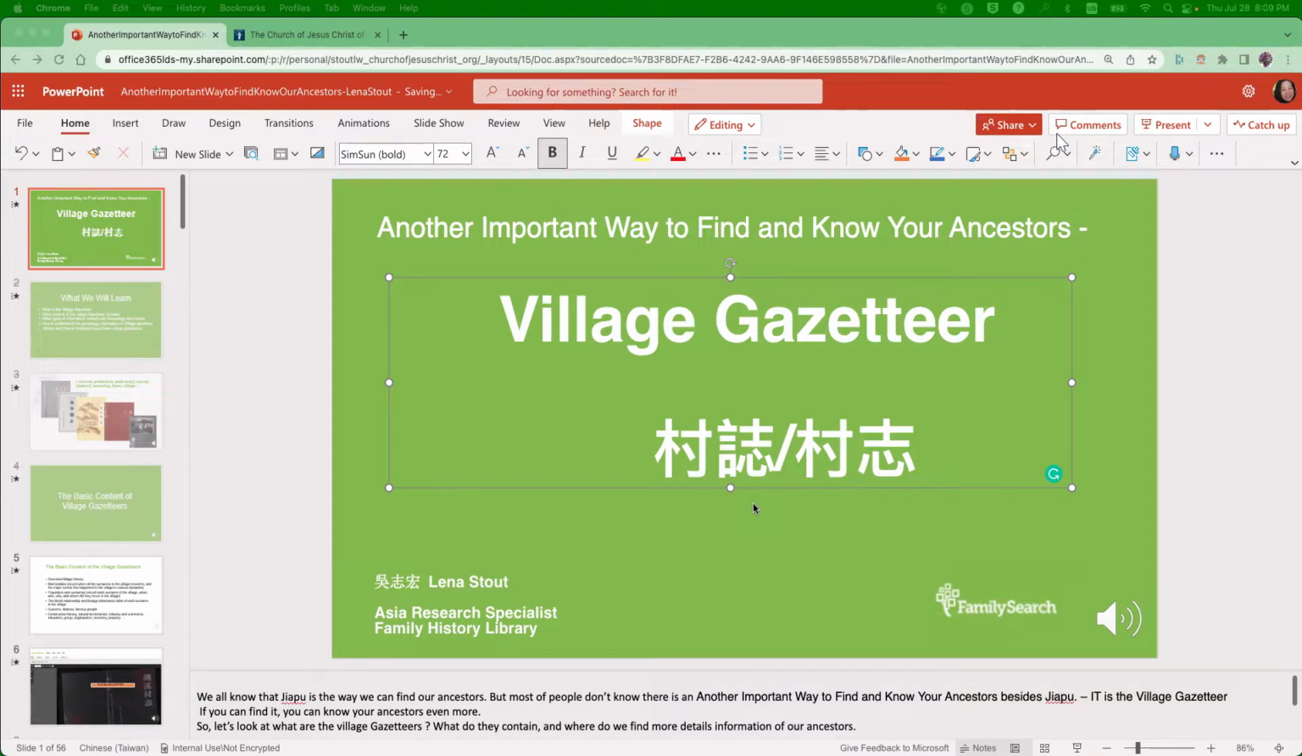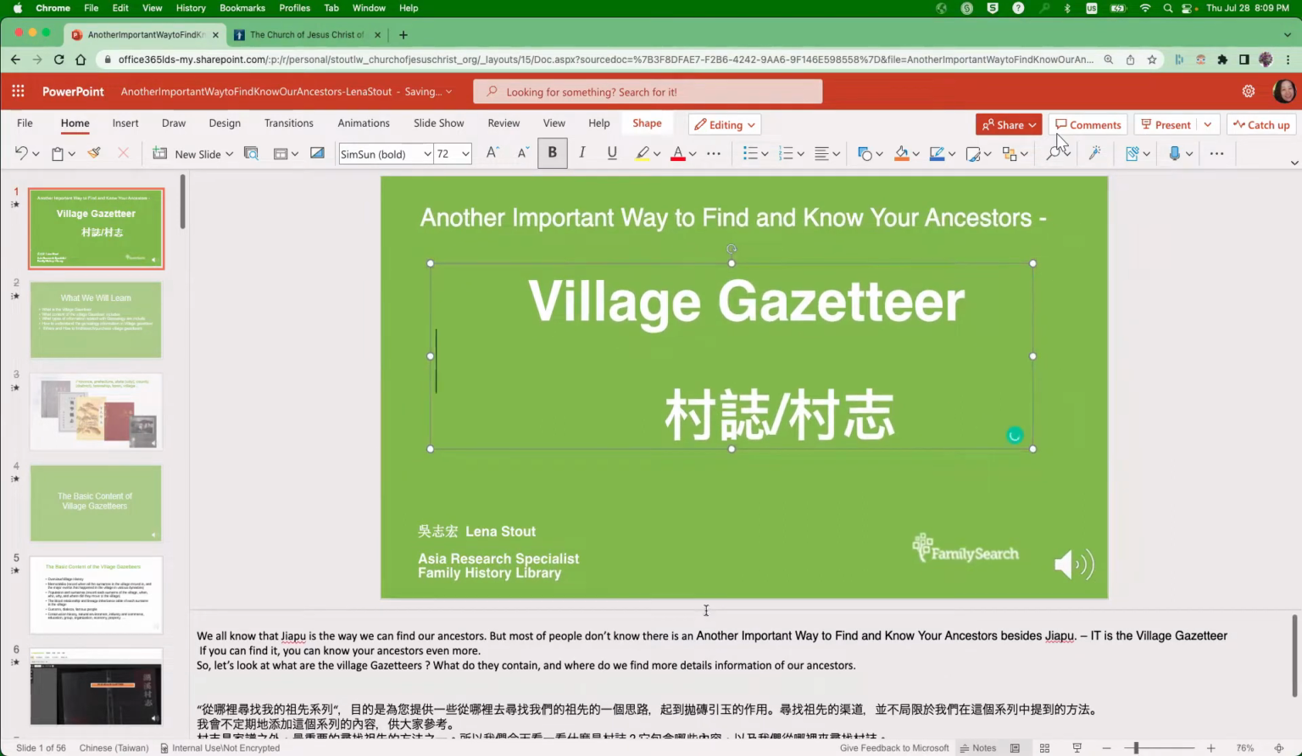Can you see my words under the slide? Yes, I can view your notes. Would you rather just read it? No, you'd better go ahead and explain it. Present the way that you want to present. Okay, sure.